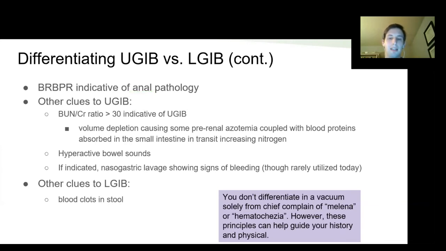But generally speaking, if we have a chief complaint of melena or hematochezia, that should make you start thinking, this is what I'm expecting and should be looking for in my physical exam and my history findings, because that can help you start thinking about the right clinical picture.